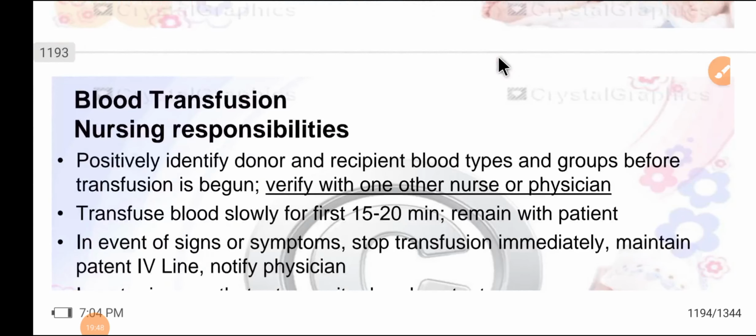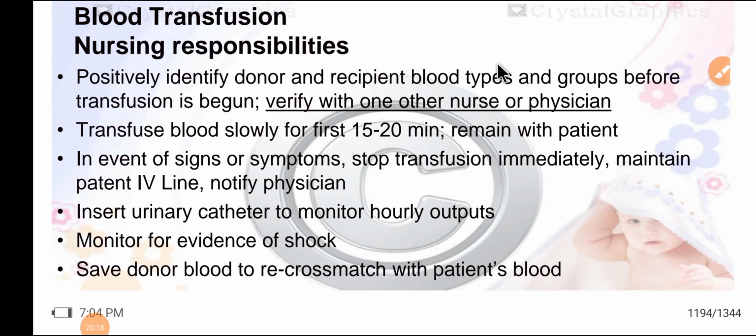Blood transfusion nursing responsibilities. Positively identify donor and recipient blood types and groups before transfusion is begun. Verify with one other nurse or physician. Transfuse blood slowly for the first 15 to 20 minutes. Remain with the patient, and in the event of signs or symptoms, stop the transfusion immediately. Maintain a patent IV line. Notify the physician.